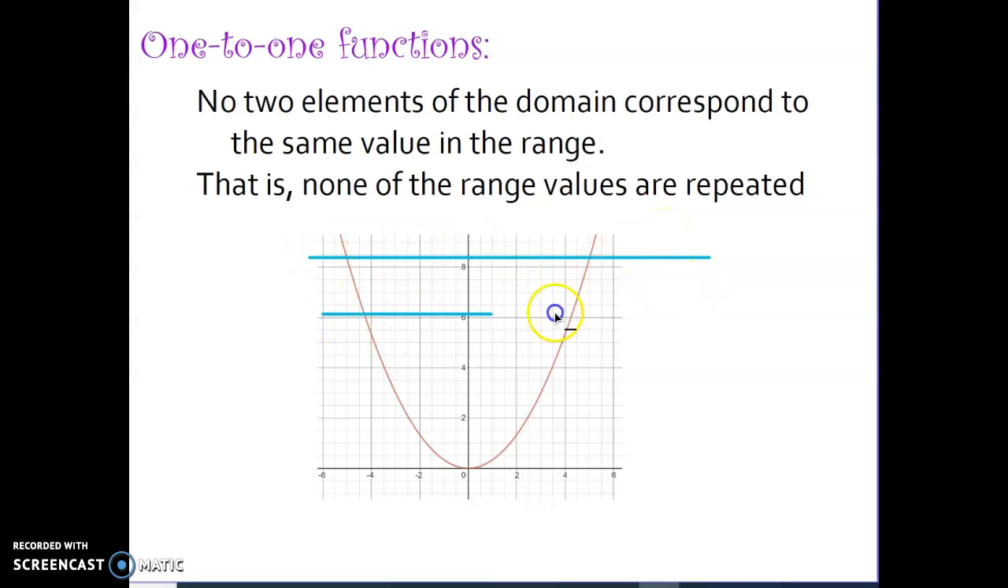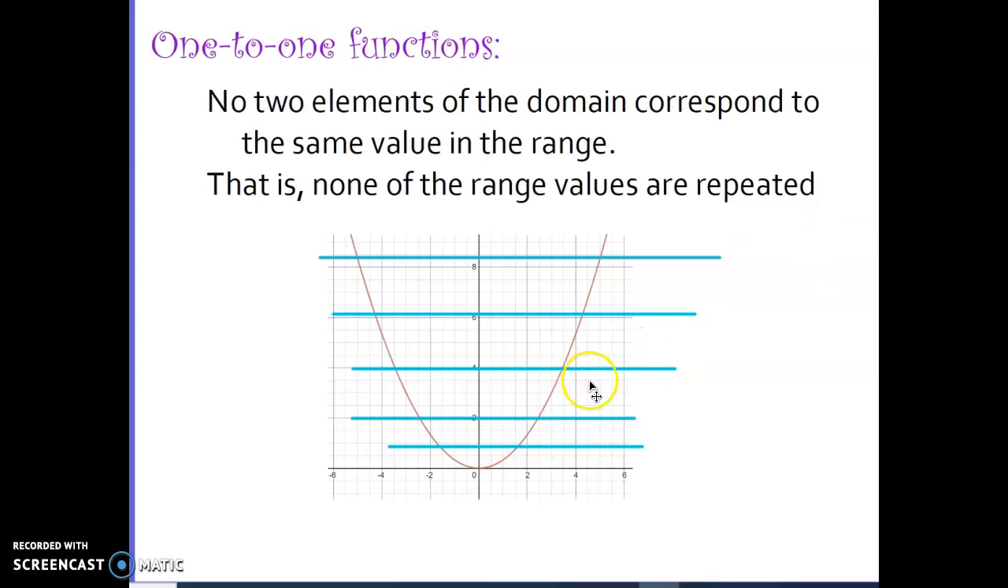So the way we're going to check this is with the horizontal line test. And you can see that my horizontal line, over and over, is crossing two different points. It's crossing here and here. It's crossing here and here. So this y value is repeated. It comes from two separate x values. So this function is not one-to-one.